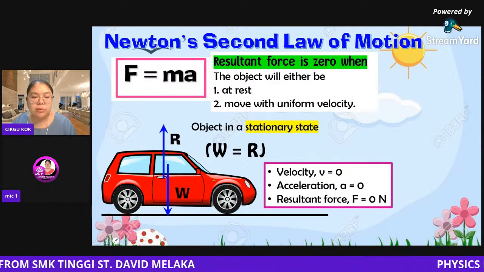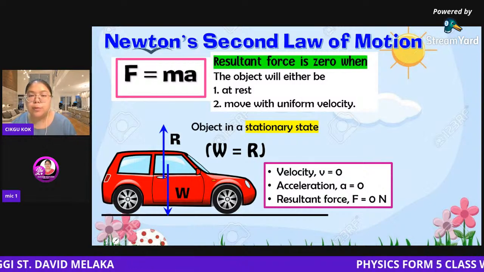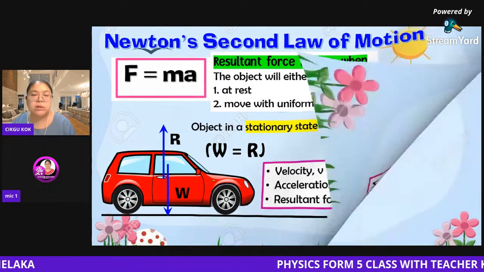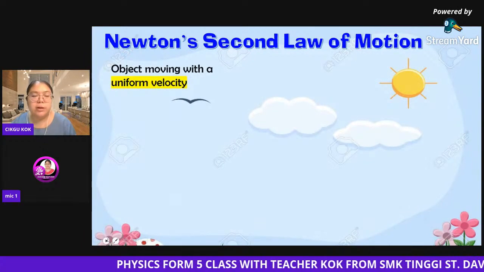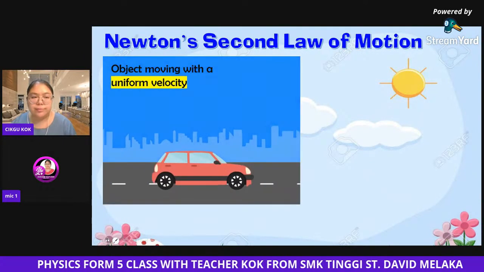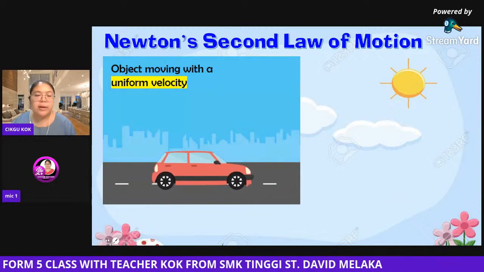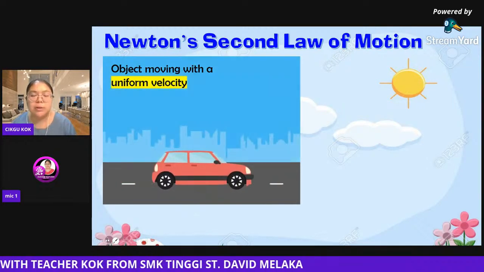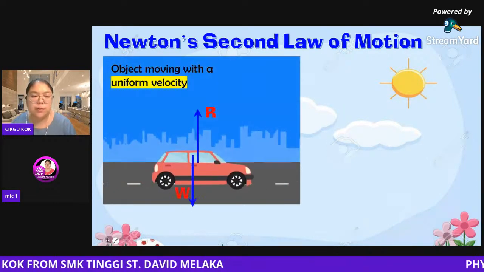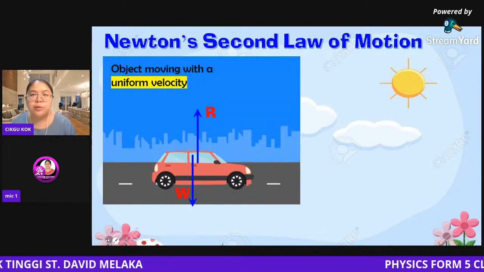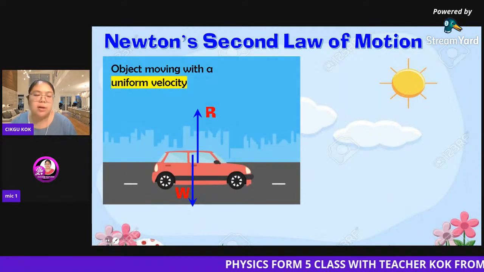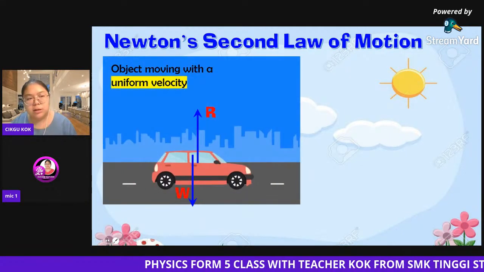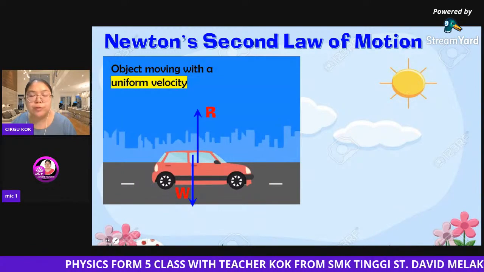Then we go to the second situation: moving with uniform velocity. Now the object is moving with uniform velocity. R and W are still here, you cannot make them disappear. R and W are balanced because the car is moving on the road with uniform velocity. The car is moving already, right?